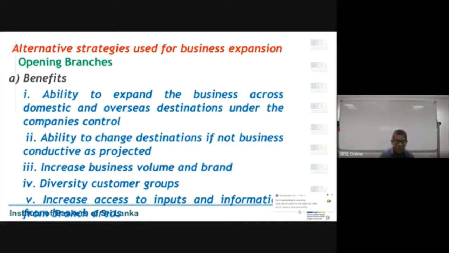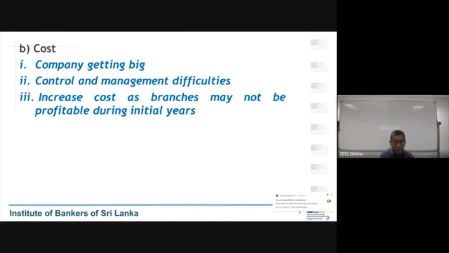Automatically, the assets are high. I'm just giving an example, right? And they will expand their businesses. They can cater to a diverse group of customers, right? And improve the business volume, right? So many things. These are some of the advantages, and also there may be a costing.